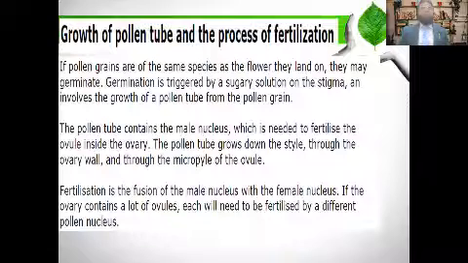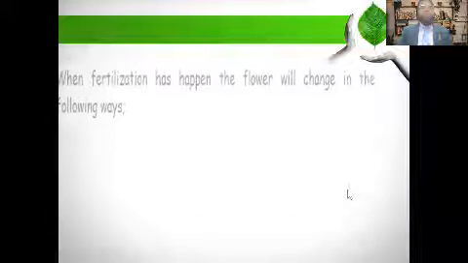See here, if the pollen grains are of the same species as the flower they land on, they may germinate. Germination is triggered by a sugary solution on the stigma, and involves the growth of a pollen tube from the pollen grain. The tube contains the male nucleus which is needed to fertilize the ovule inside the ovary. The pollen tube grows down the style, through the ovary wall and through the micropyle of the ovule. Fertilization is the fusion of the male and the female nucleus.